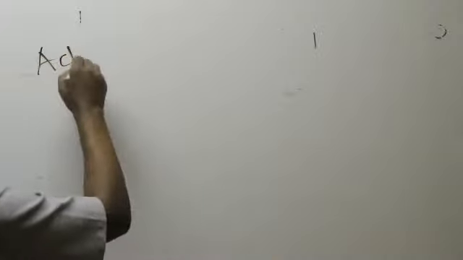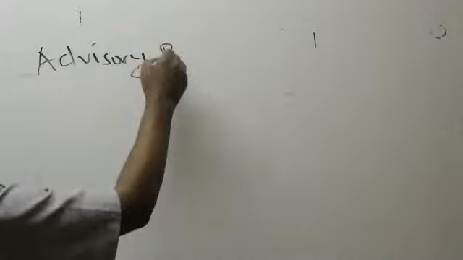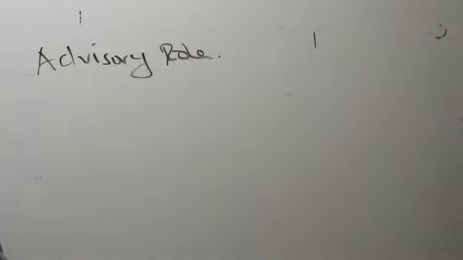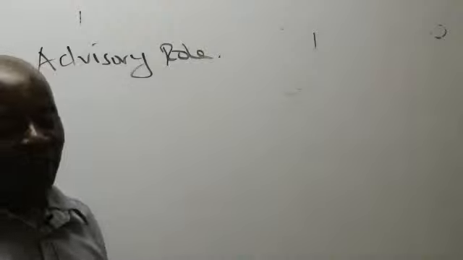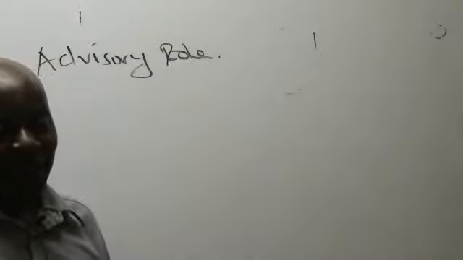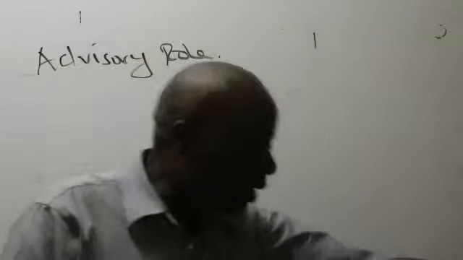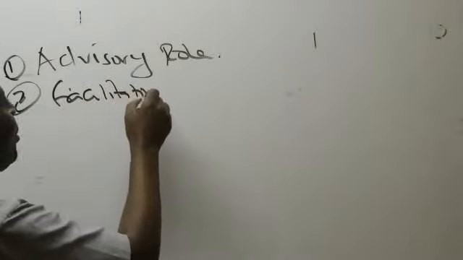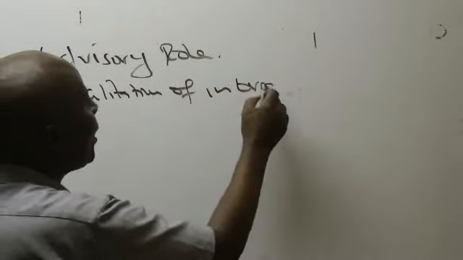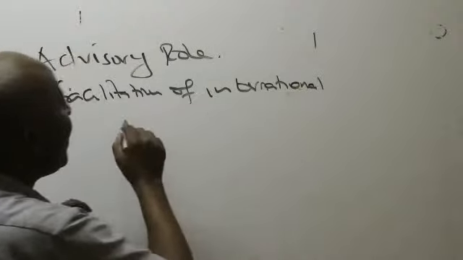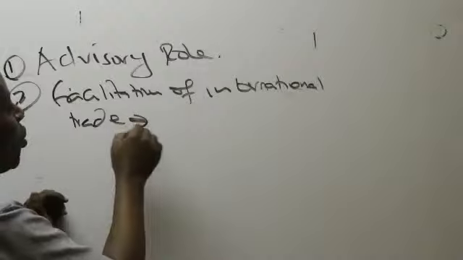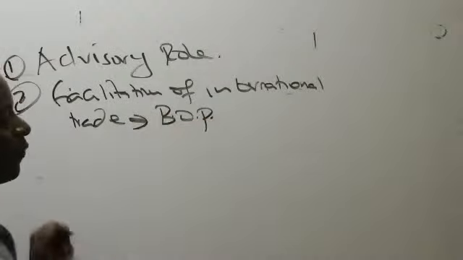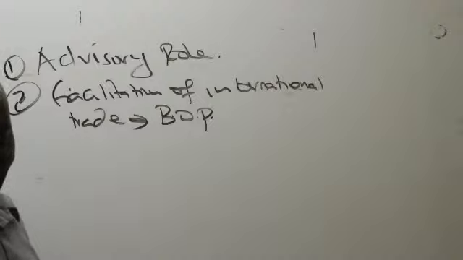Very good. Gilbert knows a lot. Advisory role, as they are doing a lot now with this COVID issue. Yes, advisory role, that is very important. Facilitation of international trade. I love that. Facilitation of international trade, simply because they would want to correct what we call negative balance of payment.